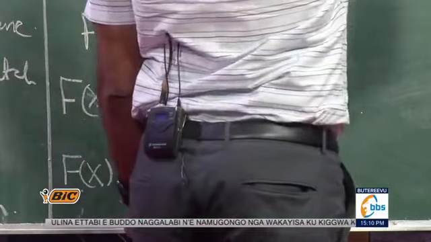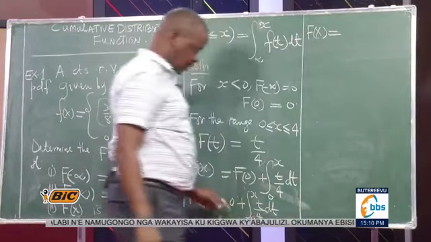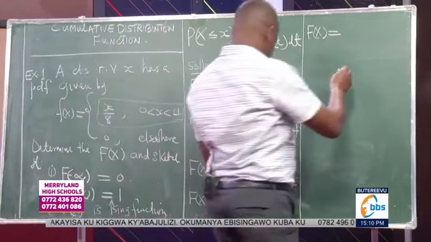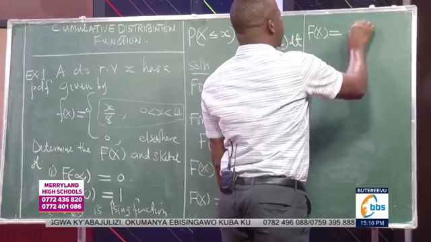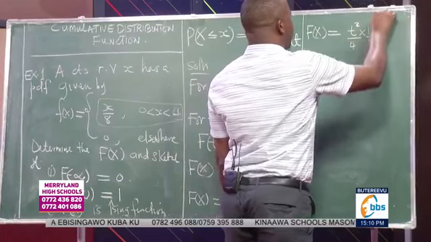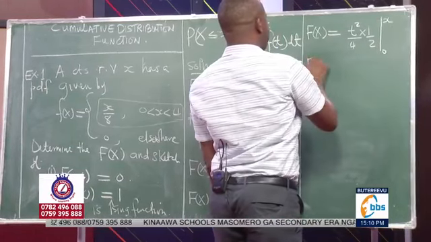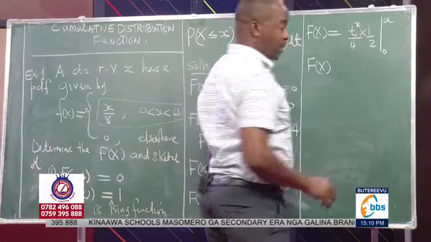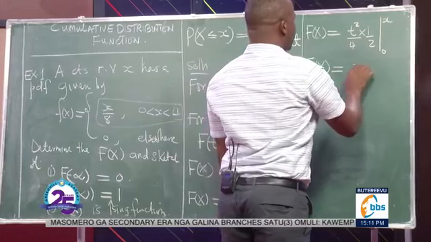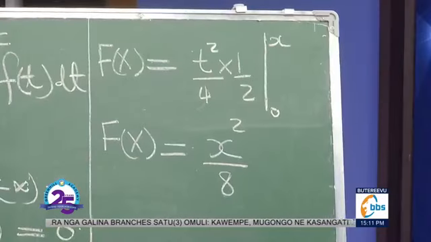Our f of x will therefore become, I will now eliminate the 0, because the 0 is not going to have a positive impact here, and integrate this to get my t squared out of 4 times a half, but my limits are 0 to x. This implies that my cumulative distribution function upon substitution of the limit will be x squared out of 8.